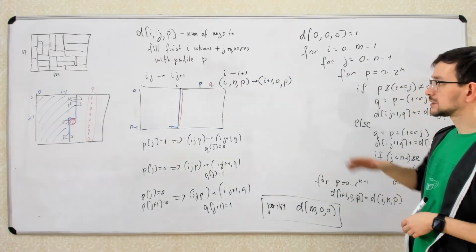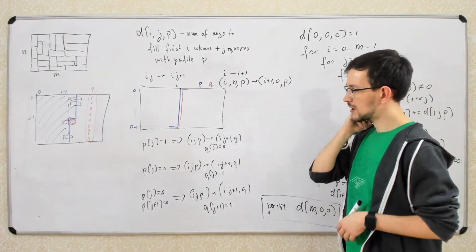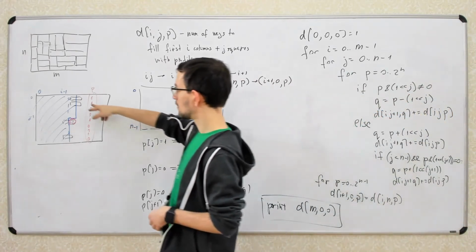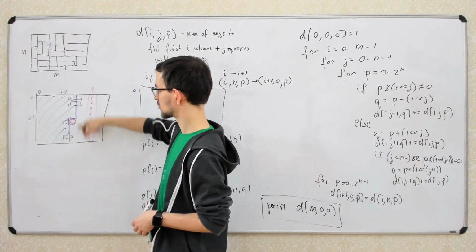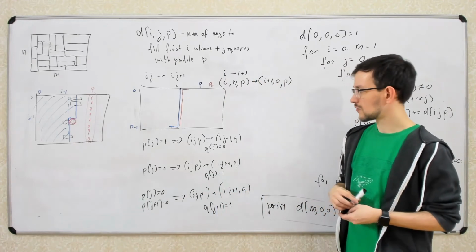That's how you make this. This technique is called dynamic programming on broken profile, because here I kind of have the profile, but this line is not straight, it is broken here. It's called the broken profile.